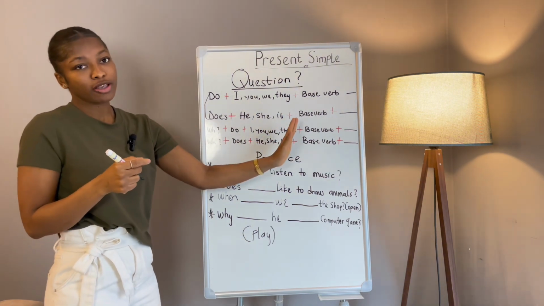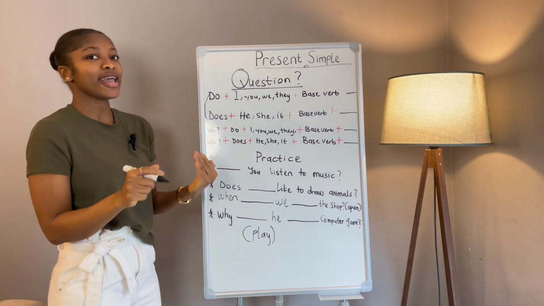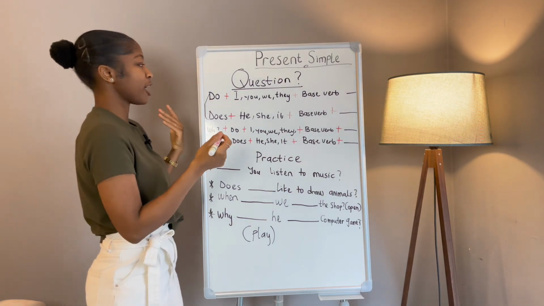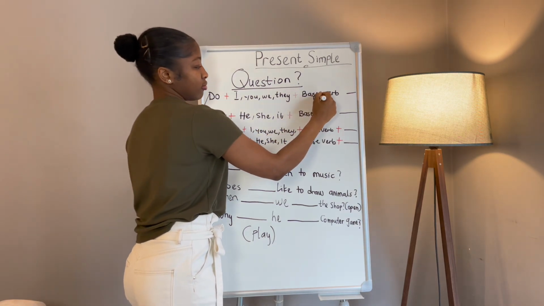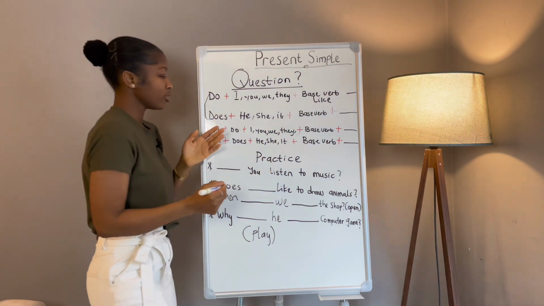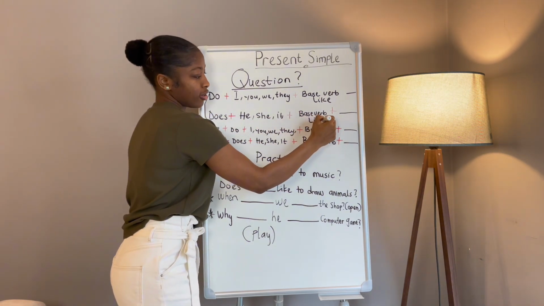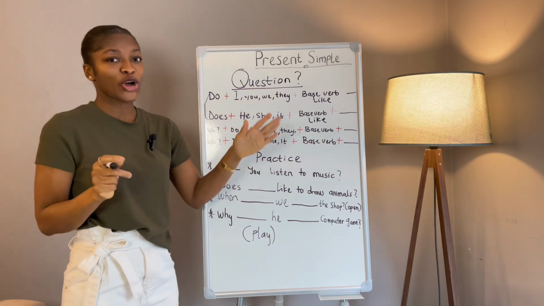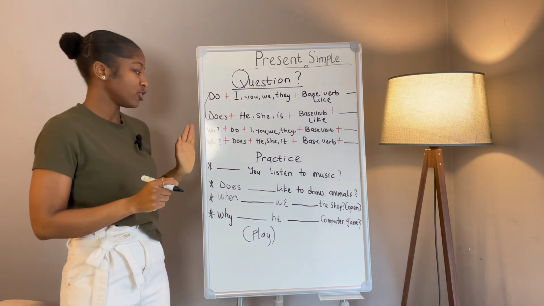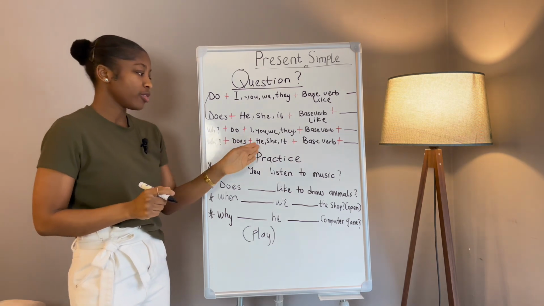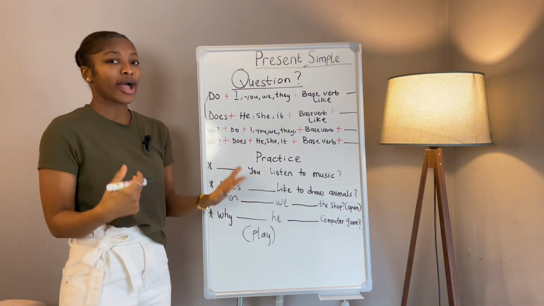When we're using the base verb in the question form, we do not add s or ies. So for example, do you like? Or does she like? Not does she likes. No, we don't add s or ies. The same thing goes for when we use the WH question with he, she, or it. We do not use s or ies.